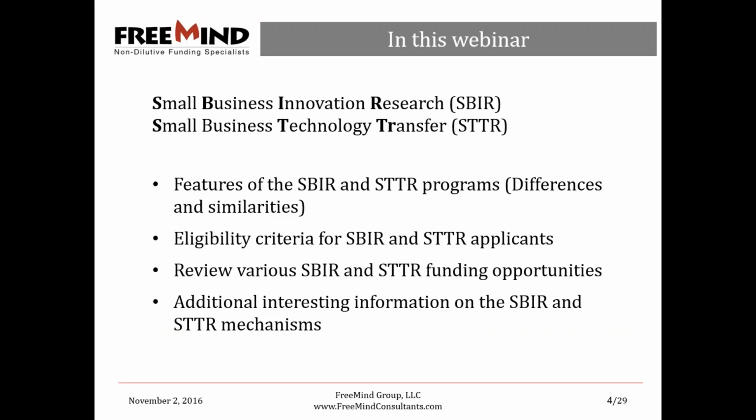What we will be discussing today is SBIRs and STTRs. SBIRs are small business innovation research grants, and STTRs are small business technology transfer grants. I couldn't say why they chose the acronym for STTRs. It seems counterintuitive, but that is the acronym regardless. We will also be discussing the features of SBIRs and STTRs, what the eligibility criteria are for these mechanisms. We'll review various funding opportunities, and we'll look into some additional interesting information about these programs.